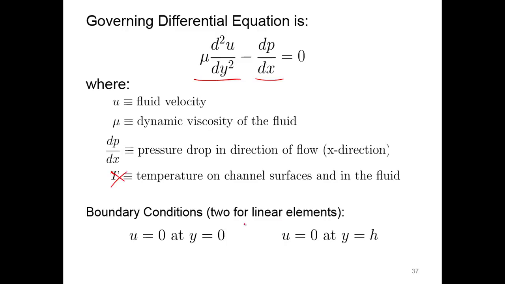So, boundary conditions. We have 2 for linear elements. The velocity is 0, so no-slip conditions at the bottom at y equals 0. And we have no slip at the top at y equal to h.